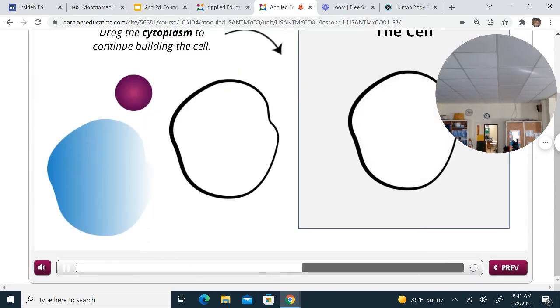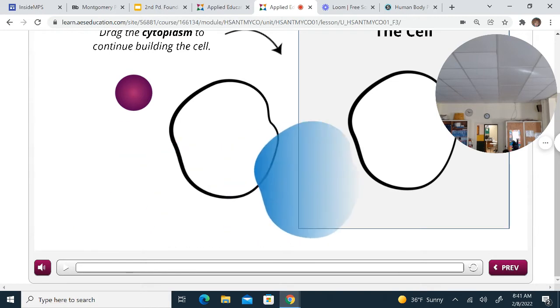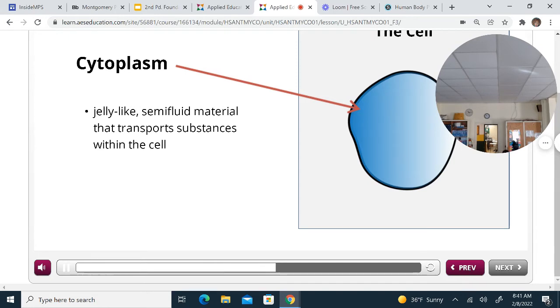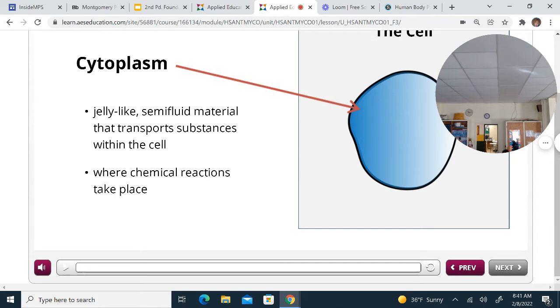Drag the cytoplasm to continue building the cell. Cytoplasm is a jelly-like semi-fluid material that transports substances within the cell. This is where many chemical reactions take place. All right, so your cytoplasm looks like some jelly, semi-fluid material. It's where your chemical reactions take place.